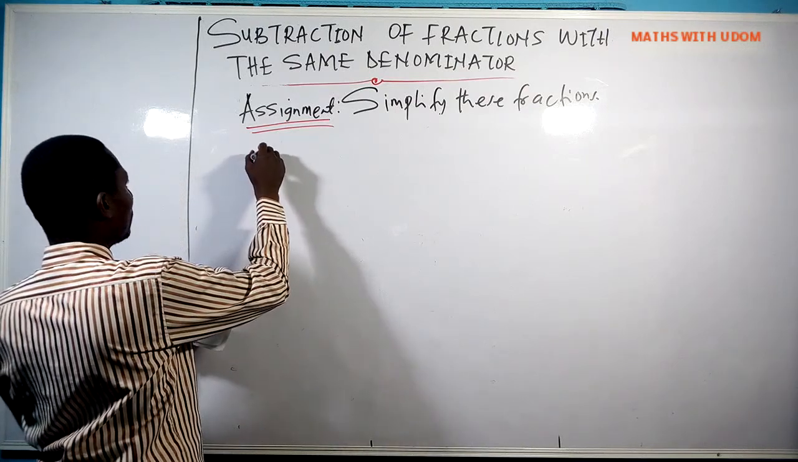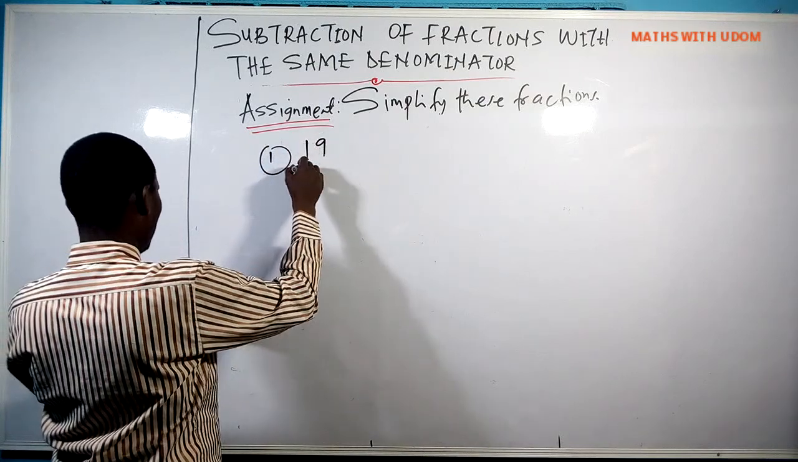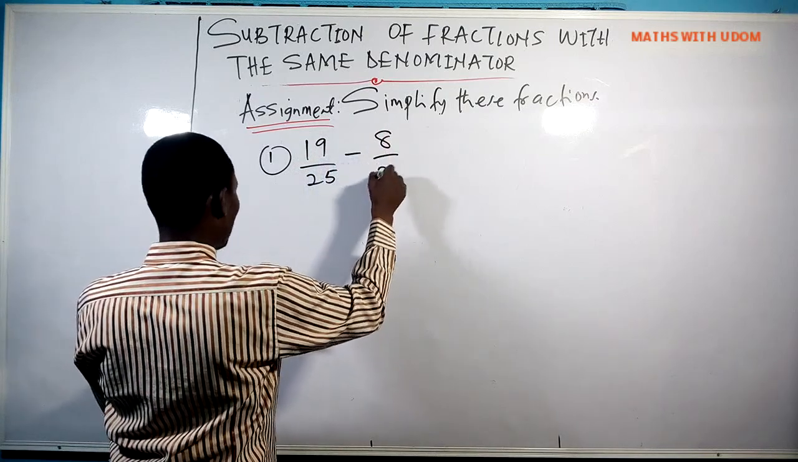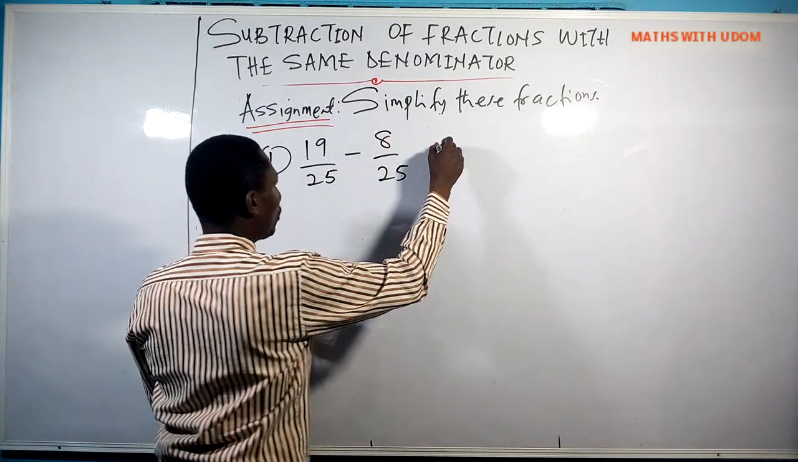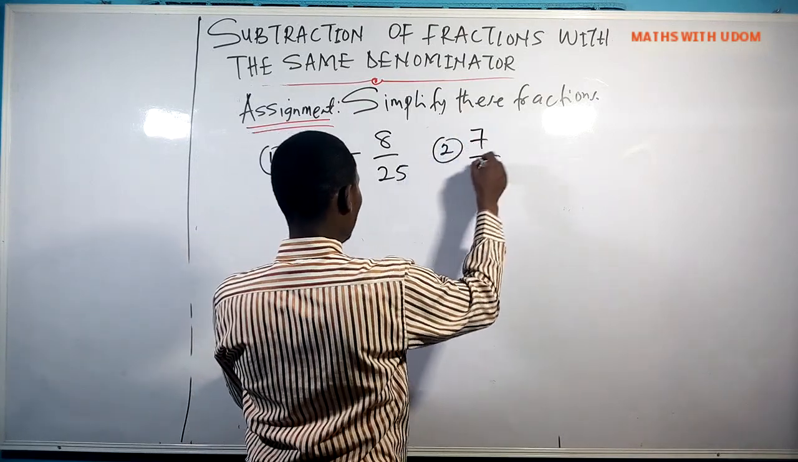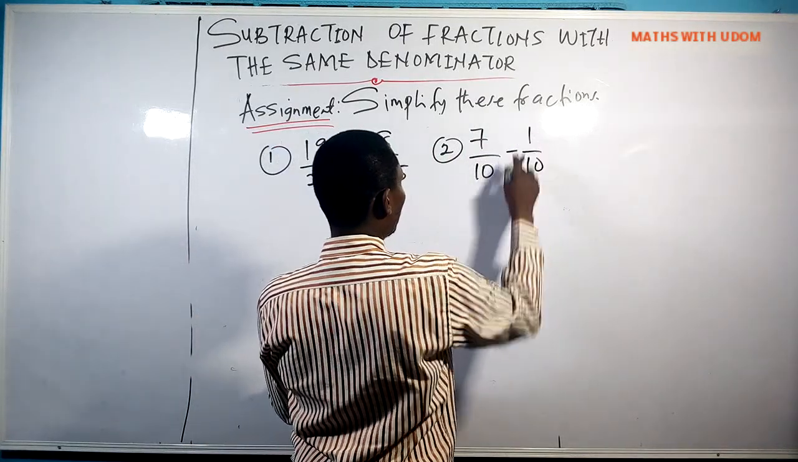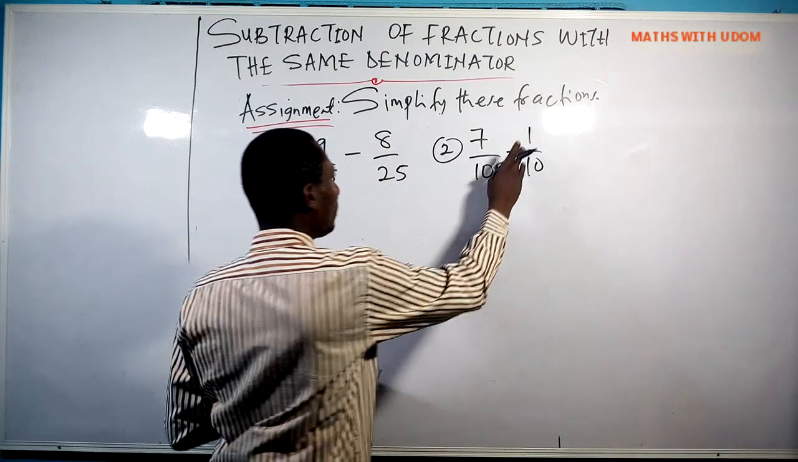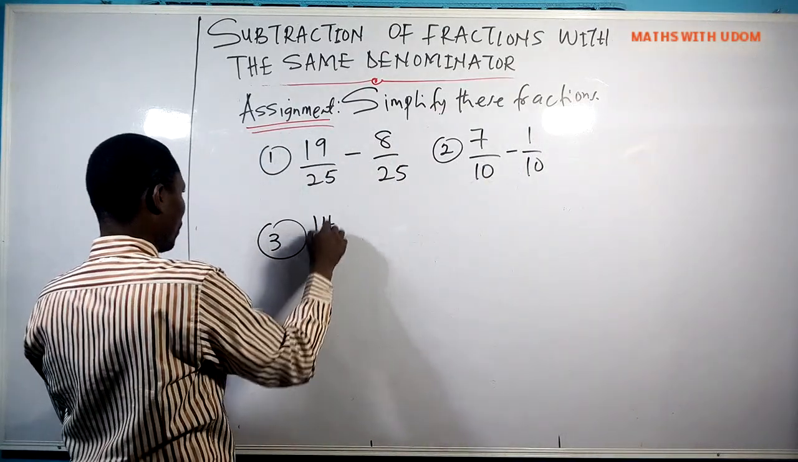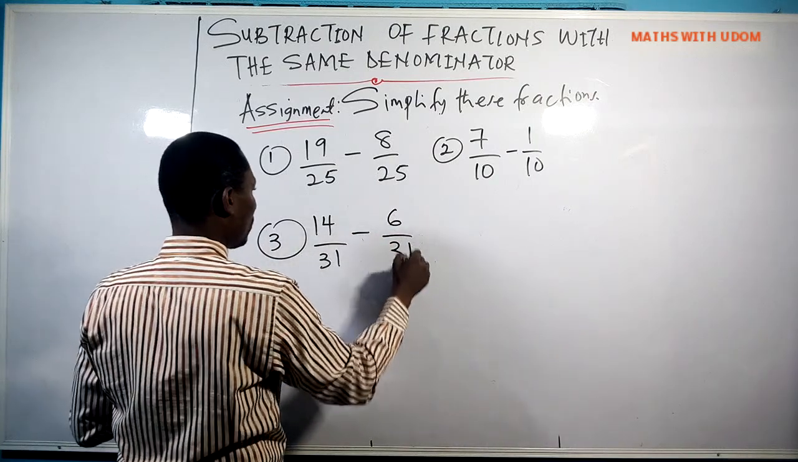Number 1, 19 over 25. Take away 8 over what? 25. Number 2, 7 over 10. Take away 1 over 10. Okay? Number 3, 14 over 31. Take away 6 over 31.